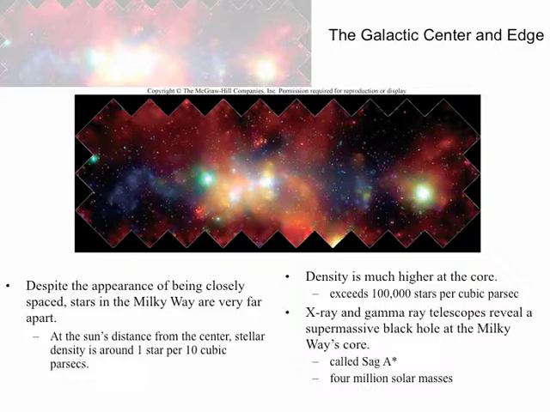Now, it is more dense at the core of galaxies, and at the very core, most galaxies, including the Milky Way, are thought to have a supermassive black hole. And we have X-ray and gamma-ray observations to confirm the presence of that black hole in our galaxy. And this is an image of where the supermassive black hole is thought to exist.